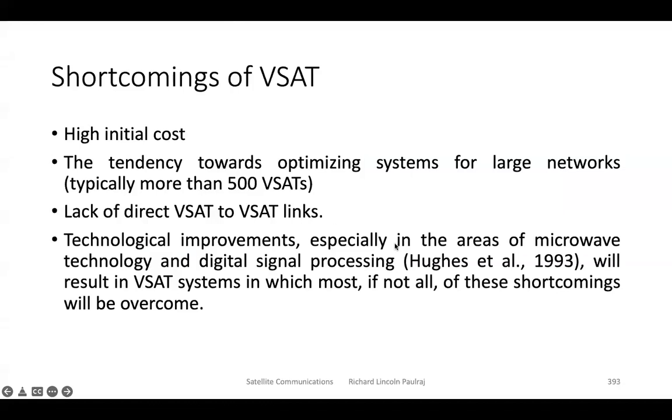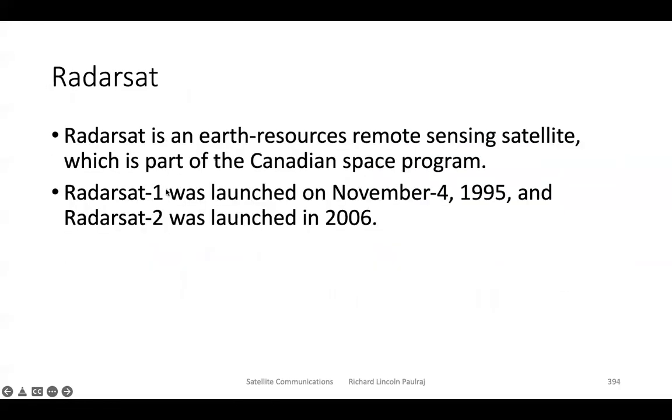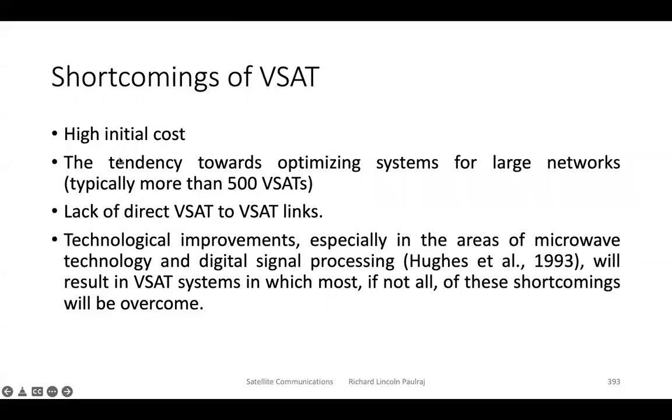Okay, so I could ask you what the shortcomings of VSAT are. The initial investment is high, but the maintenance is fine, provided you have a small network. If you have more than 500 VSATs, then it becomes a little clumsy to actually connect them all. There is a lack of direct VSAT to VSAT connection, as I mentioned. So it has to go through a satellite, and there's no direct connection between them. Technological improvements, especially in the areas of microwave technology and digital processing, will result in VSAT systems in which most, if not all, of these shortcomings can be overcome.